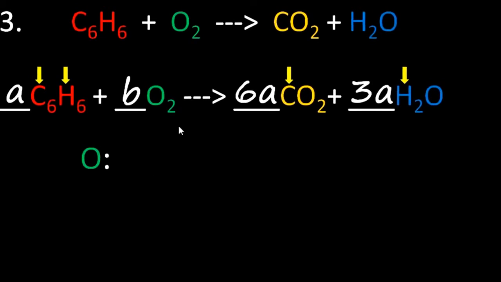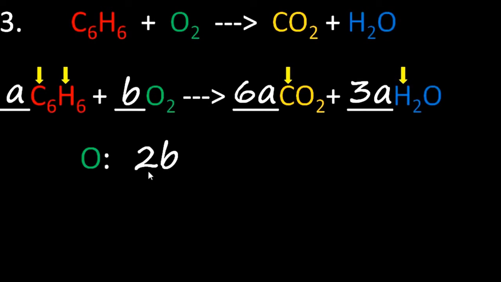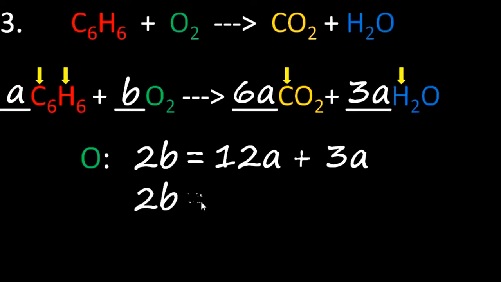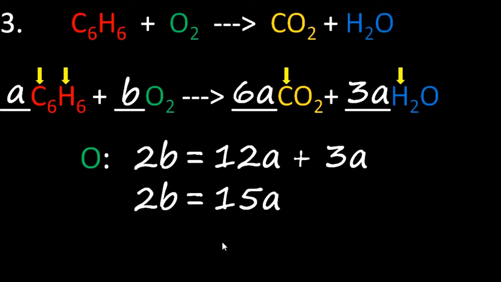How many oxygen elements or atoms do we have here? We have 2B. So we will put 2B here. Equals, how many oxygen atoms? We have 2 times 6A, 12A, plus 1 times 3A is 3A. Then 2B equals 12A plus 3A is 15A. Is this the simplest equation?